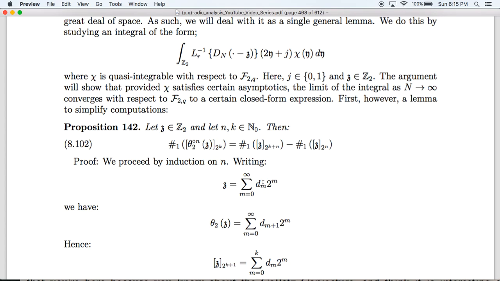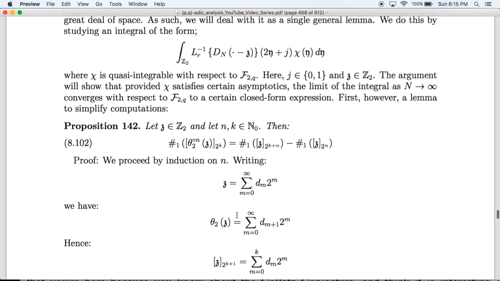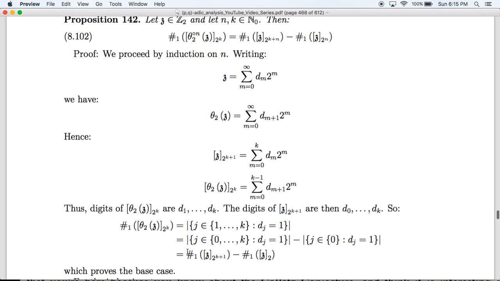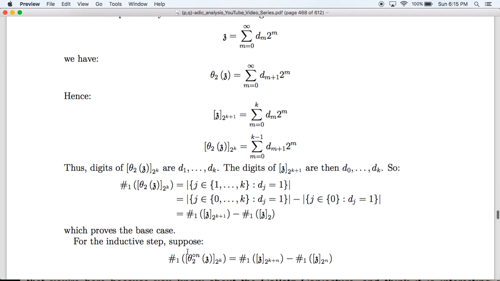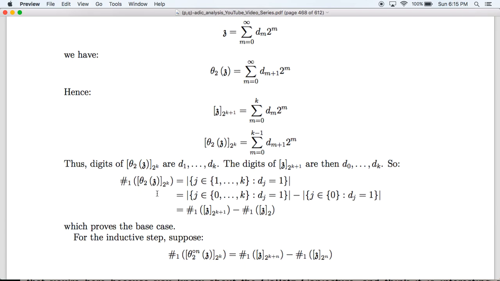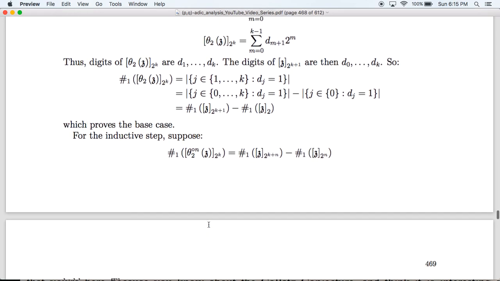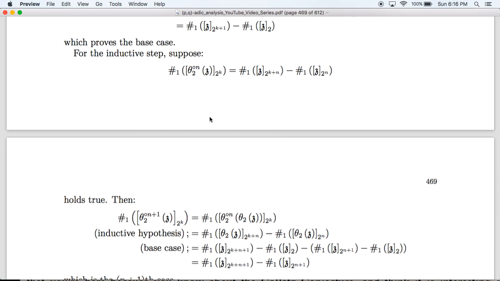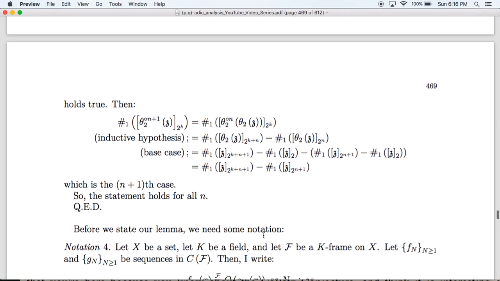Here's the Hensel series of z, and here's the Hensel series of the shift of z. So projecting, we get the following. So the digits of the shift mod 2^k are d1 through dk, while the digits of z mod 2^(k+1) are d0 through dk. So, counting the digits, we get this, which proves the base case. Now for the inductive step. Suppose the nth case holds true. Then the (n+1)th case is this, which is what we want, and that proves the identity.